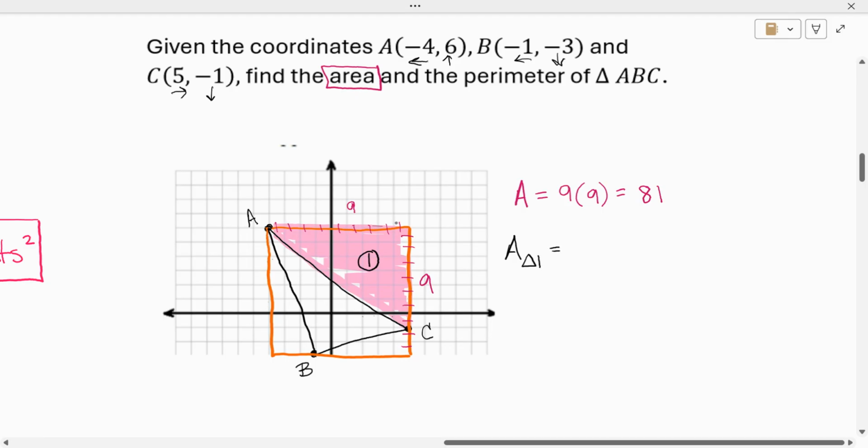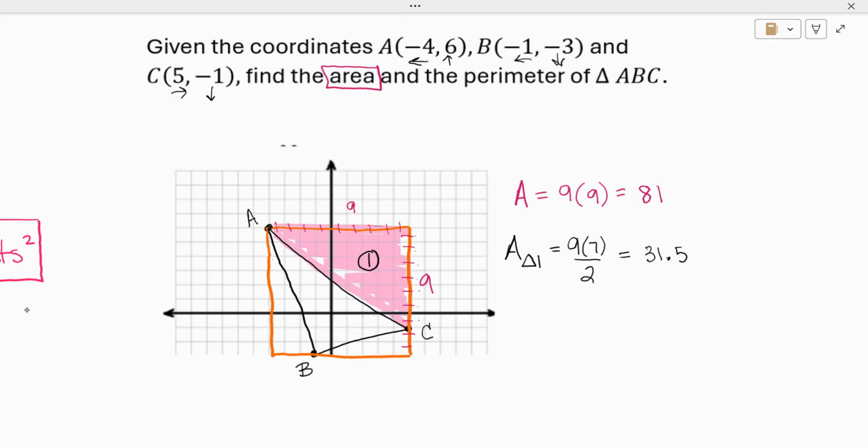Well, it's 9 across times, let's see, 1, 2, 3, 4, 5, 6, 7 divided by 2. What is 9 times 7 divided by 2? Owen? So 9 times 7 equals 63. Divided by 2 is 31.5. Good job, you guys. Awesome teamwork. 31.5. So that's the first triangle that we're going to have to subtract out.